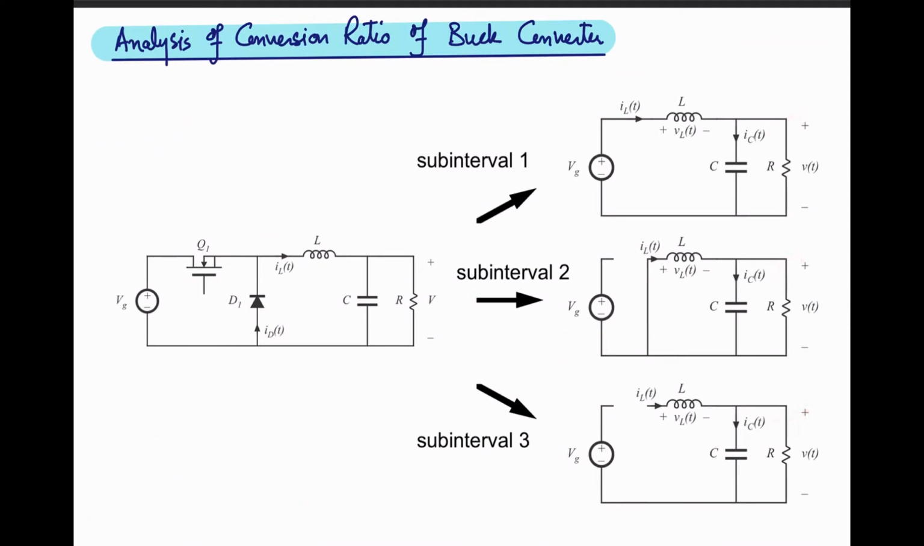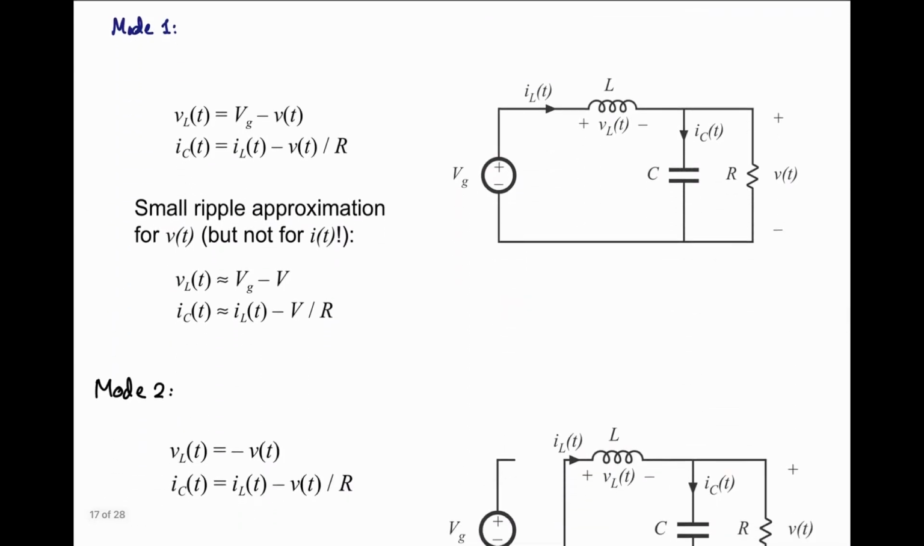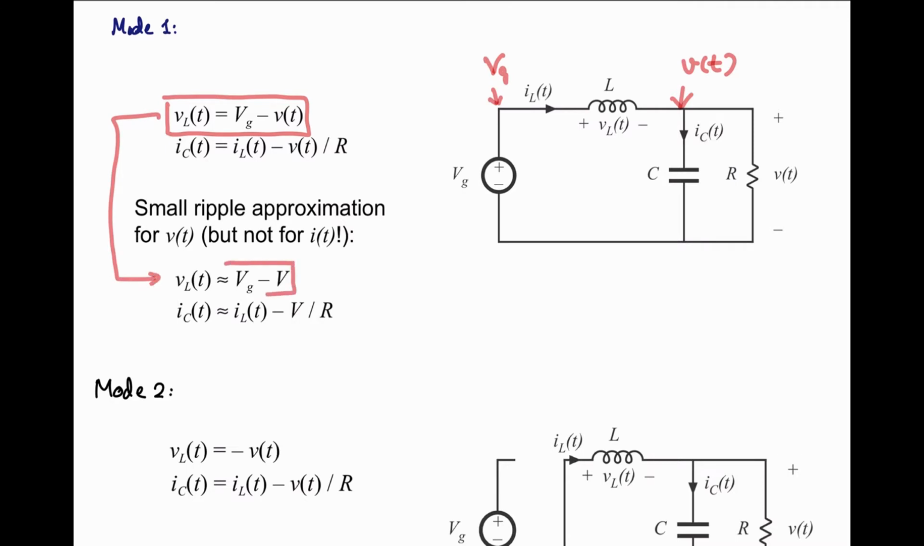In order to look at the conversion ratio, we will have to look at the inductor voltage for each case. So let's look at the inductor voltage for the first mode of operation. The equivalent circuit is that one. Your inductor voltage will be equal to Vg, the voltage at this point, minus the load voltage v(t) at this point, right? Applying the small ripple approximation, you can write it in terms of the average value, so the inductor voltage is simply Vg minus V, where V is the average load voltage.